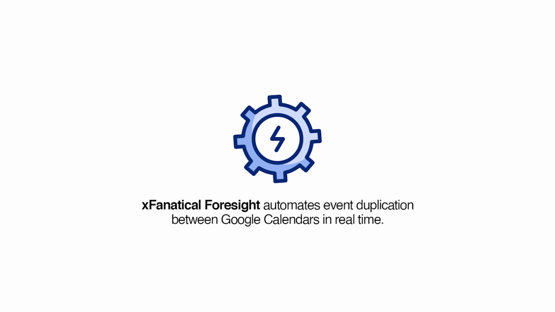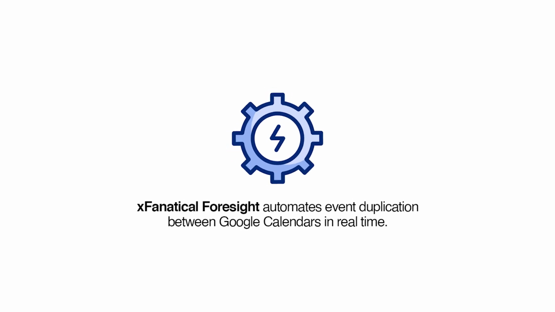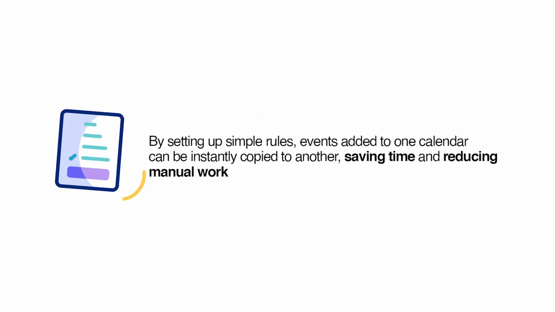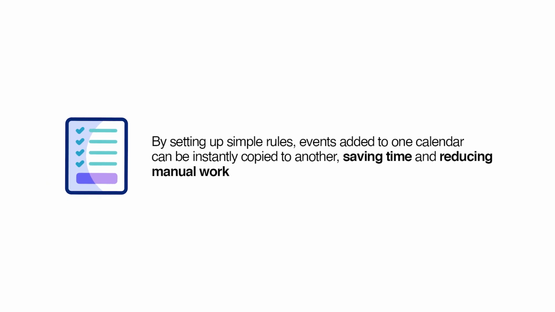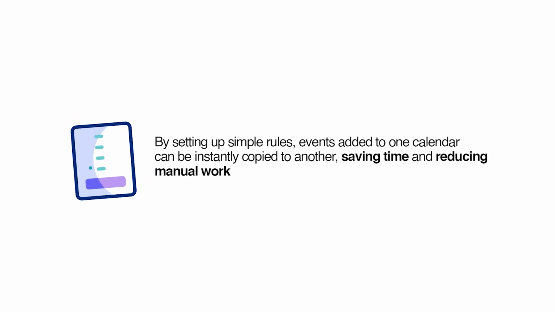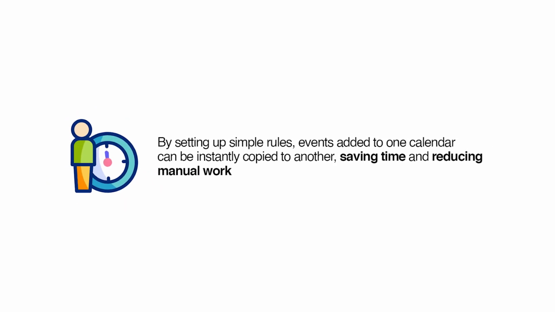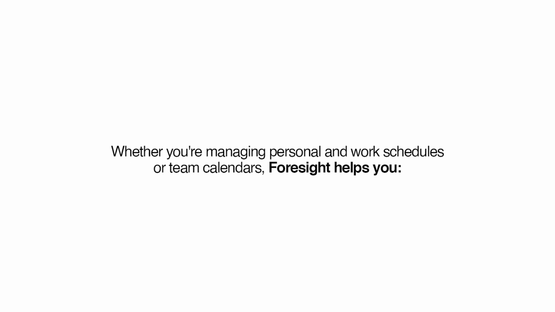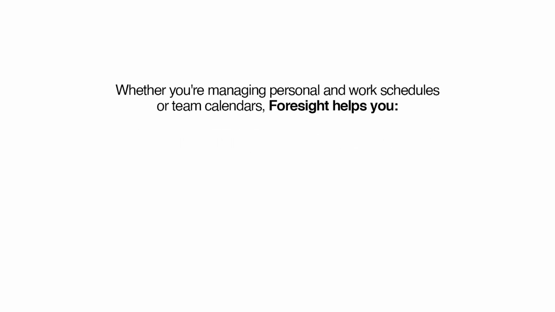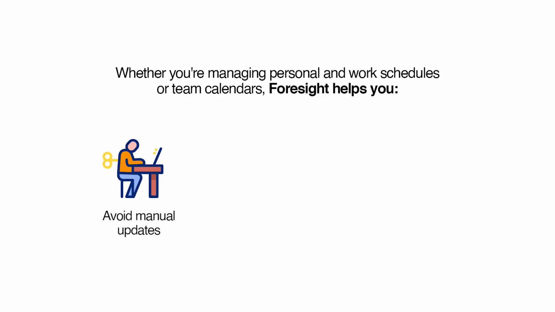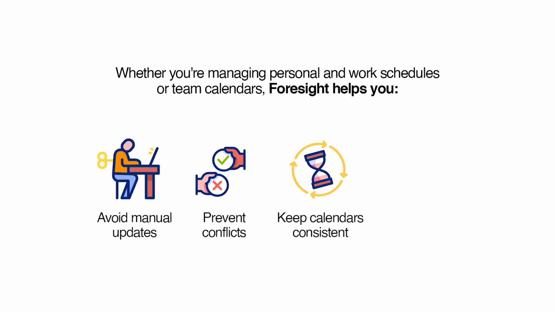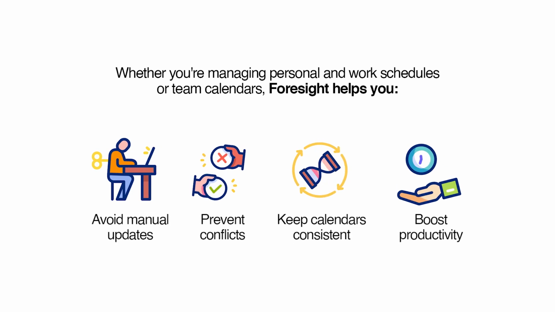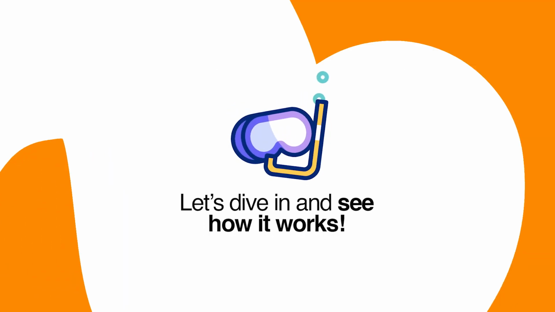xFanatical Foresight automates event duplication between Google Calendars in real time. By setting up simple rules, events added to one calendar can be instantly copied to another, saving time and reducing manual work. Whether you're managing personal and work schedules or team calendars, Foresight helps you avoid manual updates, prevent conflicts, keep calendars consistent, and boost productivity. Let's dive in and see how it works.